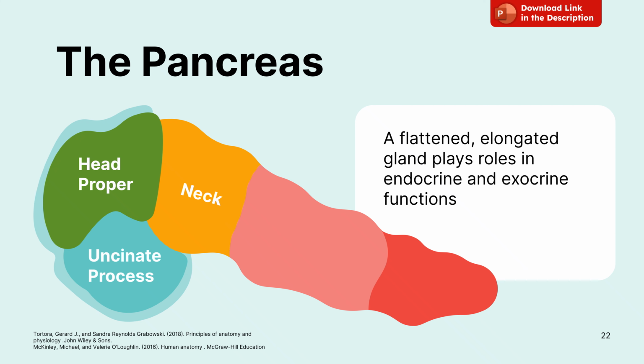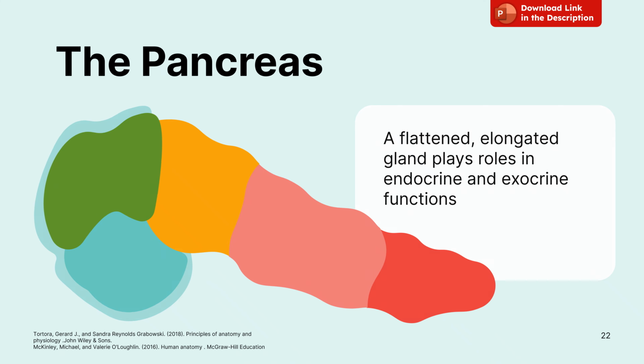The neck, a narrow region located between the head and body, positioned anterior to the superior mesenteric vessels. The body, which is the central portion extending horizontally across the midline of the abdomen. And finally, the tail, the tapered end that lies near the spleen. Together, these regions enable the pancreas to effectively manage digestion and regulate blood sugar levels.